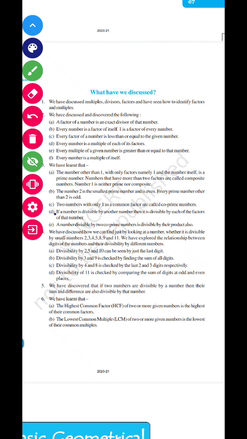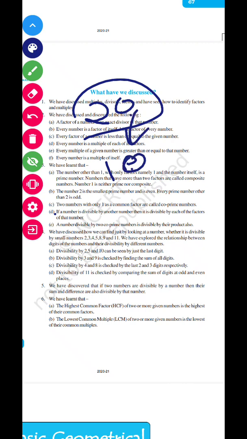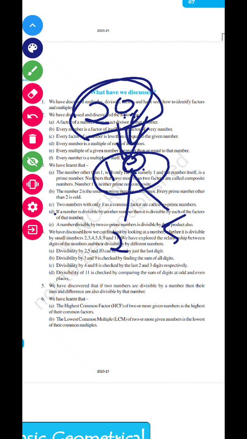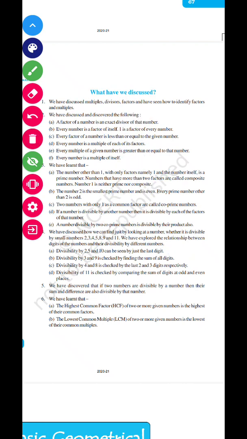Next point D: if a number is divisible by another number, then it is divisible by each of the factors of that number. It means 20 is divisible by 10, isn't it? If you divide 20 by 10, it is divisible. So if this number is divisible by this number, then it is also divisible by the factors of this number. What are the factors of 10? 2 and 5. So if 20 is divisible by 10, then 20 is also divisible by 2 and 5, because when 20 is divisible by 10, by the factors of 10 also 20 is divisible. That's what that point says.